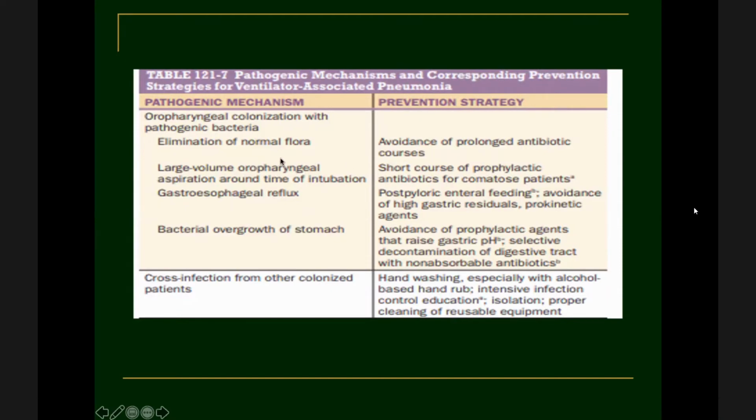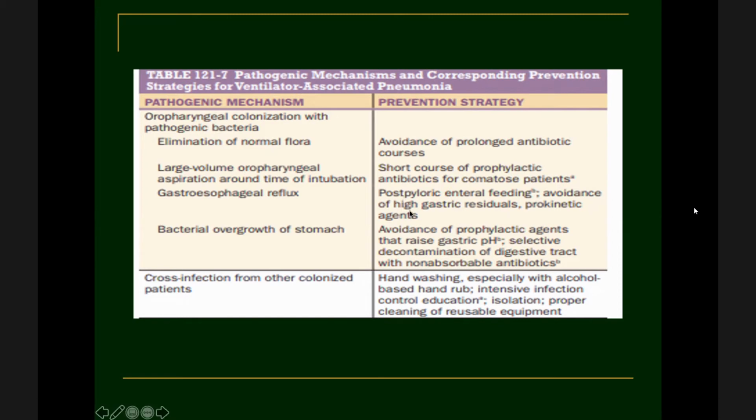Large volume or pharyngeal aspiration around the time of intubation. A short course of prophylactic antibiotics for the comatose patient can be used. For gastroesophageal reflux, post-pyloric enteral feeding, avoidance of high gastric residuals, and prokinetic agents can be used. For bacterial overgrowth of the stomach, avoid prophylactic agents that raise the gastric pH; selective decontamination of the digestive tract with non-absorbable antibiotics is another one that you can use as a prevention strategy.